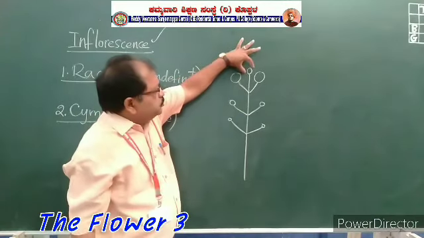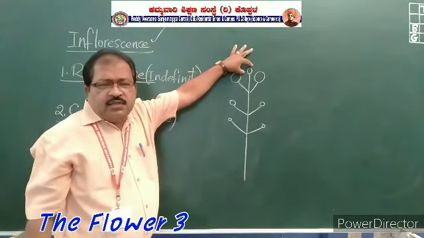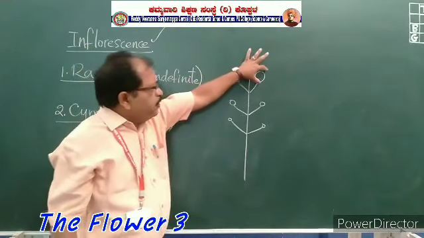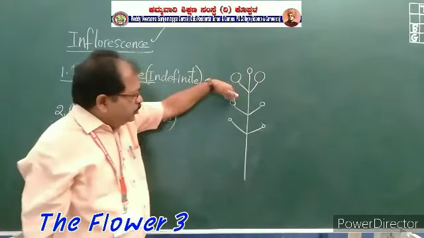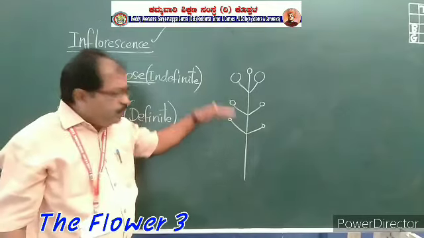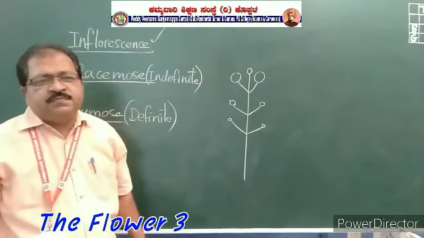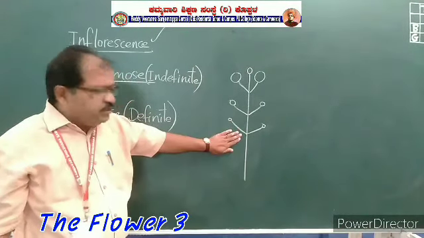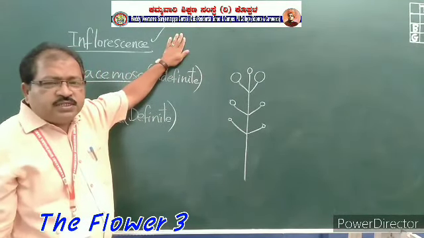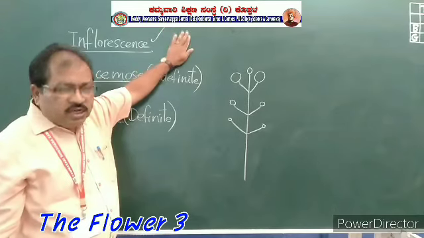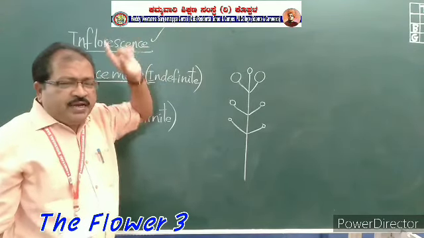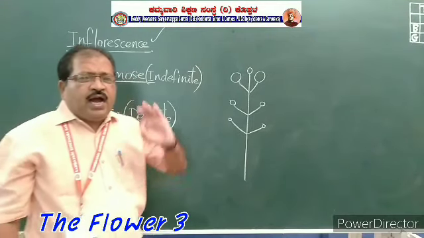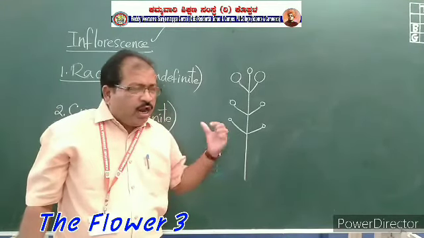Once the shoot gets the flower, automatically the growth of the shoot will be stopped, and the old flowers will be in the top direction and the newly formed flowers in the lower section. This is called cymose inflorescence. It is the definite, and racemose inflorescence is what? Indefinite inflorescence.